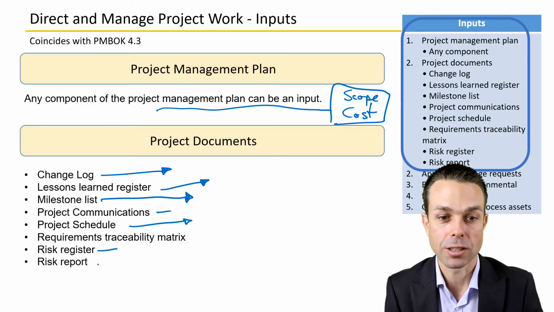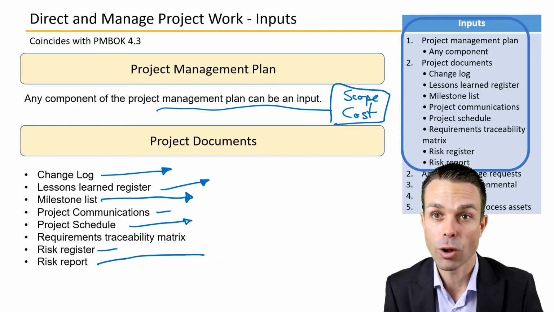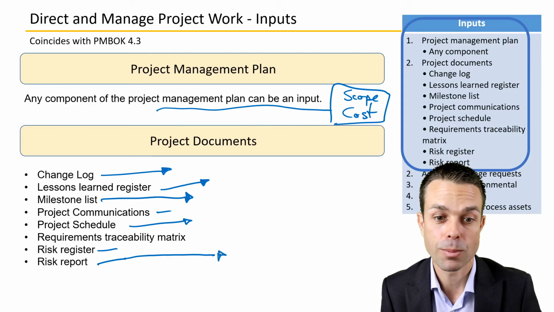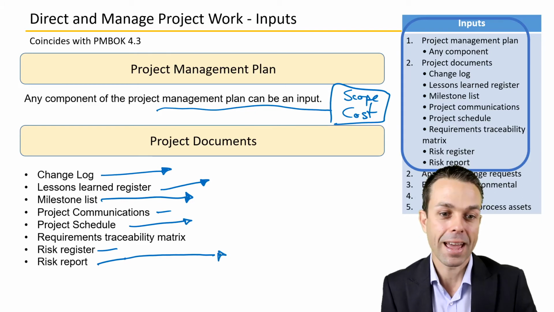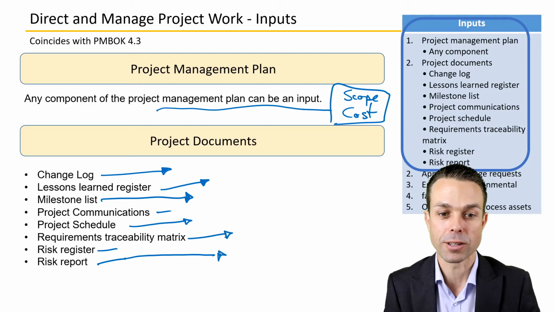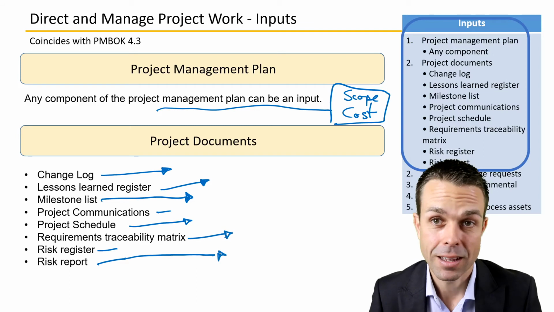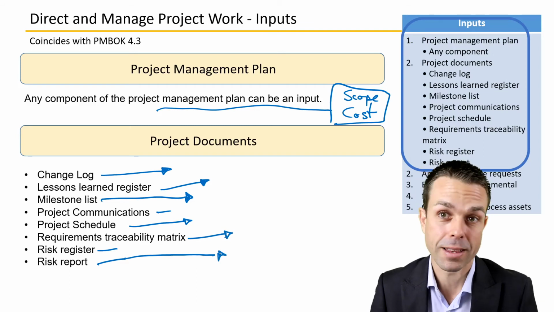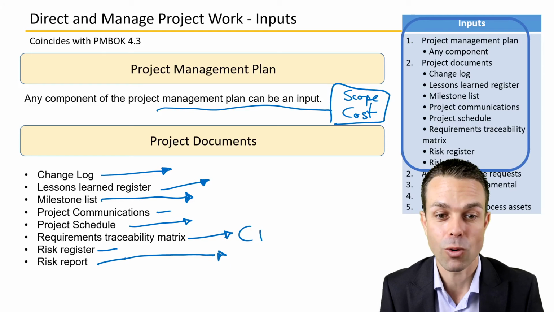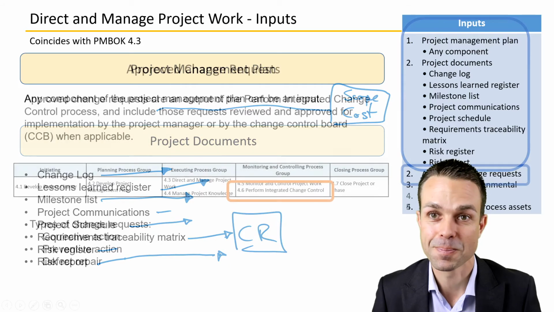The risk register, the risk report: what risks are involved in our project? We need to know them and we need to update them. And the requirements traceability matrix. Are the requirements being met? Are we delivering something that will actually meet those customer requirements in the first place?